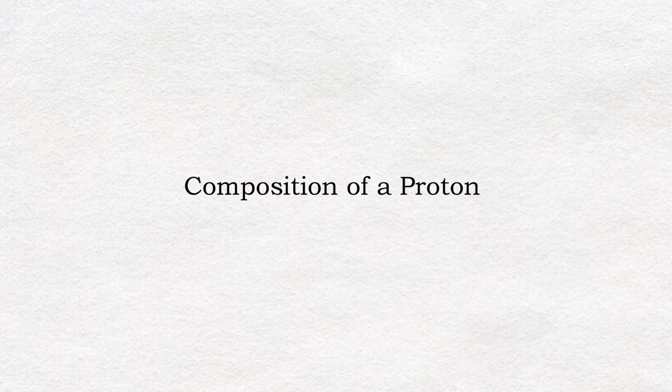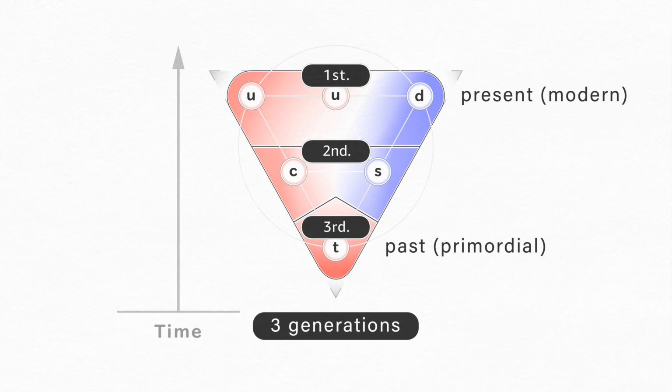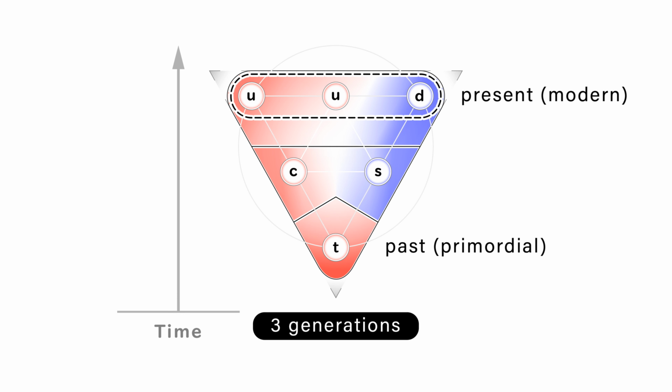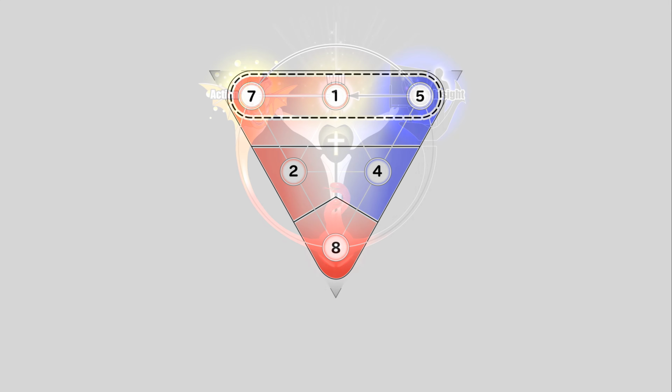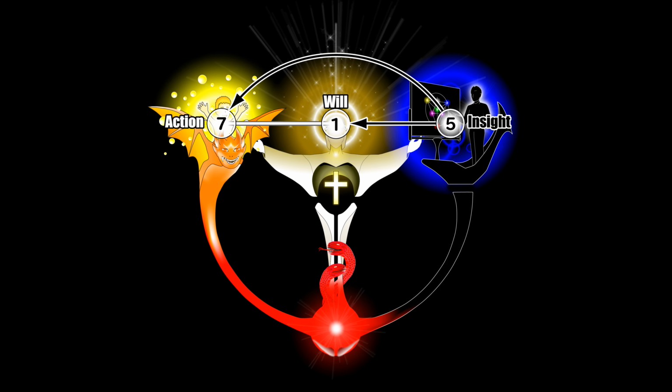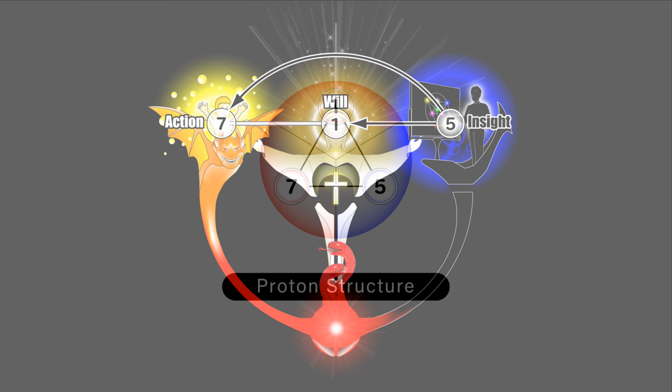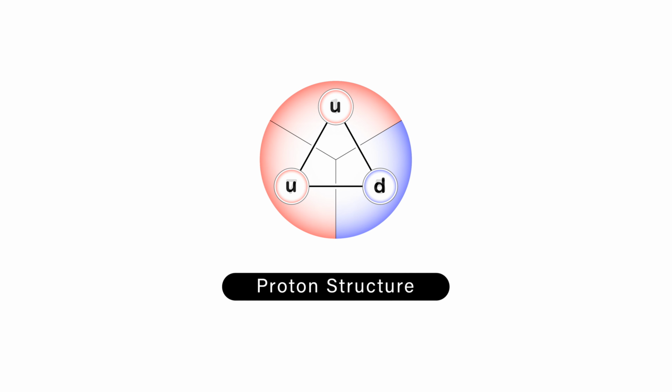Composition of a proton. In this figure, the highest level represents the component of a proton. A proton is composed of 2 up quarks and 1 down quark. These quarks are modern particles, not primordial particles. Related to the structure of a proton, the willpower of point 1 and the action power of point 7 are integrated by the insight of point 5, as illustrated. This integrated structure is analogous to the structure of a proton.